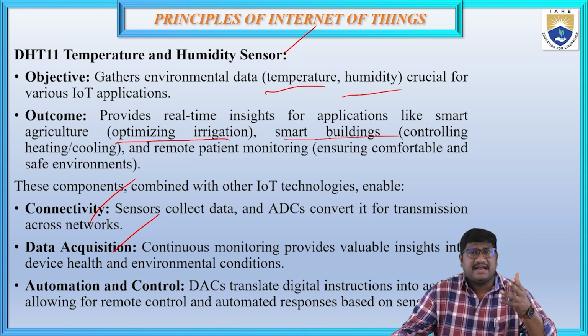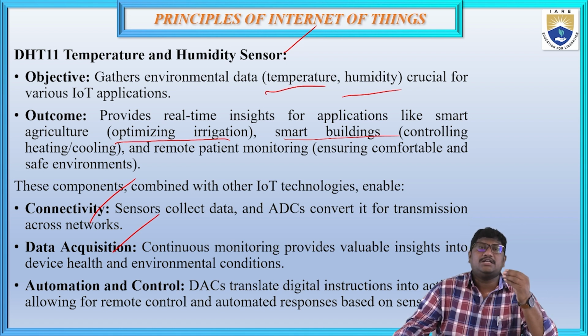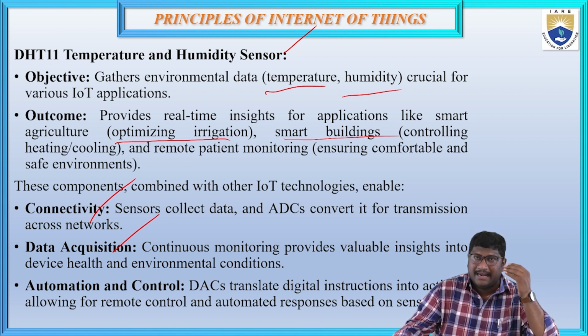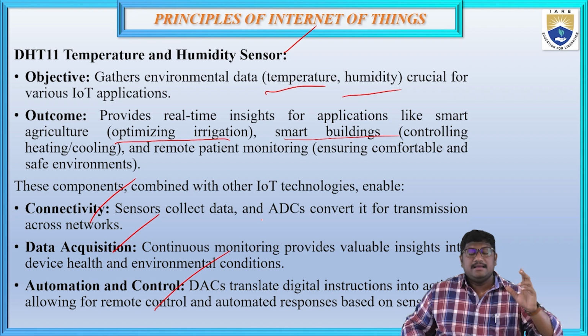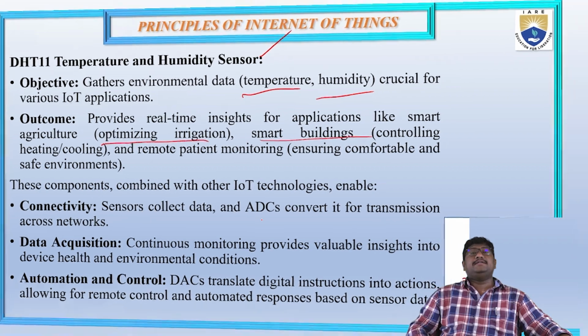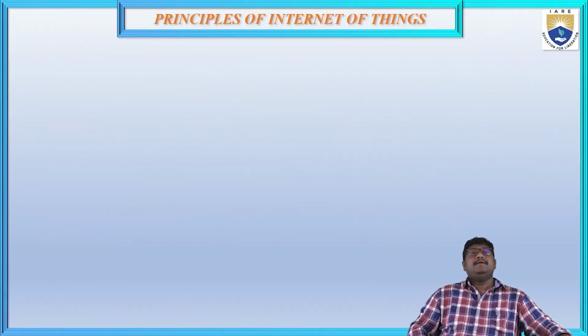And coming to the next factor, which is automation and control. Here, DAC, which means digital to analog converter, is going to translate the digital instructions into actions, allowing remote control and automated response based on the sensor data. These are the advantages which we are going to get from these particular components.